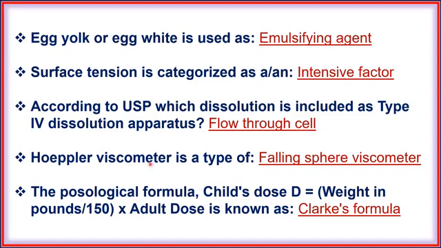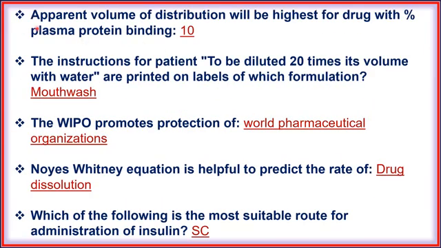Next, Hoppler viscometer is a type of falling sphere viscometer. Next, the posological formula child dose equals weight in pounds divided by 150 into adult dose is known as Clark formula. Next, apparent volume of distribution will be highest for a drug with percentage plasma protein binding of 10. Next, the instruction for the patient to dilute 20 times its volume with water is printed on the label of which formulation? Mouthwash.